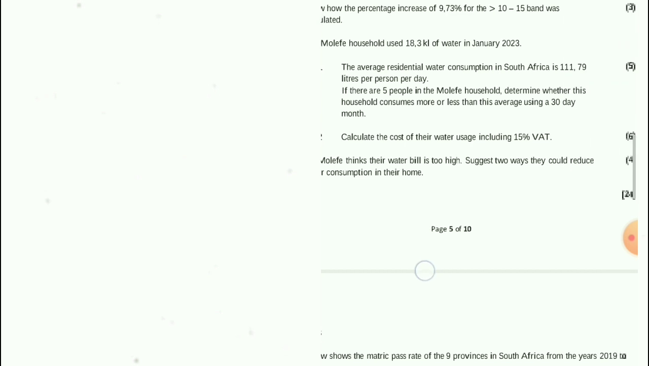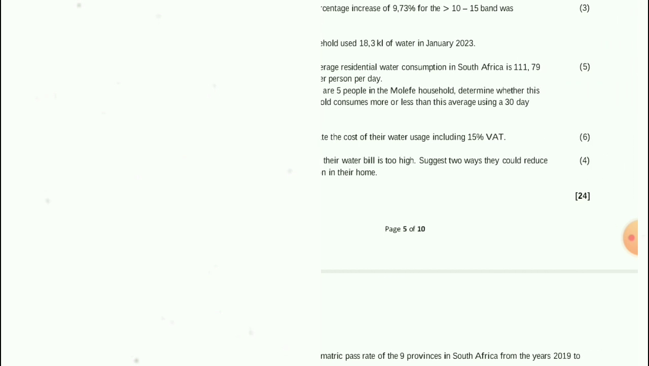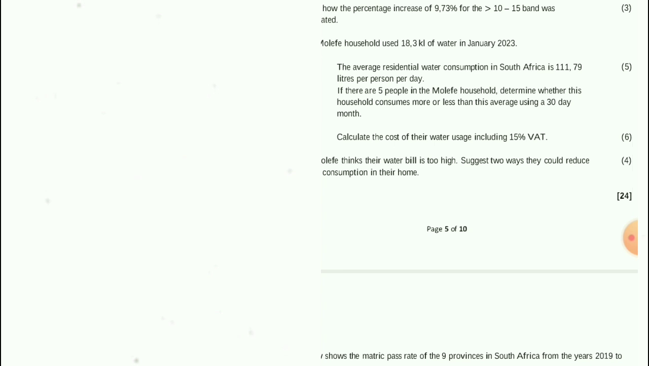2.5.2, calculate the cost. And guys, don't forget to mention that the Mulife household consumes less than the average. You have to mention that so that you can get the mark. 2.5.2, calculate the cost of their water usage, including 15% VAT. So we calculate the cost of water. Remember, how many marks is this one? 6 marks. That means it has to be long. So I'll put it on the screen, guys, so that you may see.